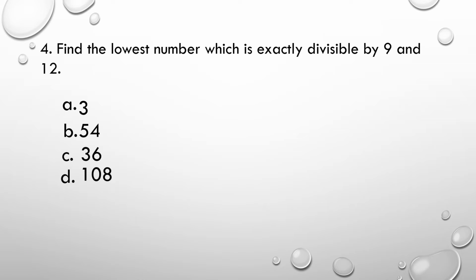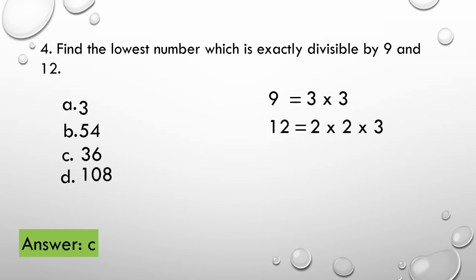Here, find the lowest number, which is exactly divisible by 9 and 12. So one way to solve this kind of problem is you can use prime factorization. So the answer here is letter C, 36. So 9, the prime factors of 9, we have 3 times 3, and the prime factors of 12, we have 2 times 2, that is 4 times 3, that is 12. Now, check for the common factors here, but we only have one set. So you're just going to list that once. Okay? Then the remaining prime factors, you need to multiply it to this set. Okay, that set, you're going to list that once only.